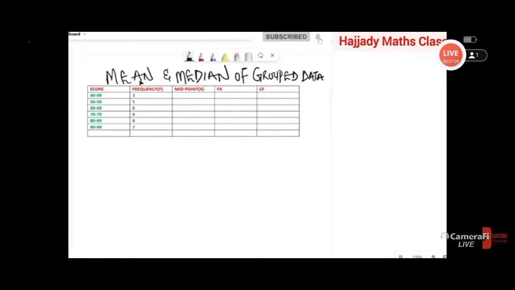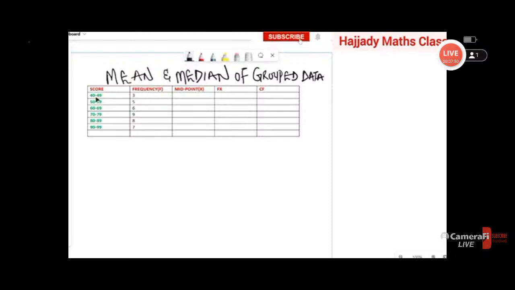Today we shall continue with our series on statistics for beginners. So today we are going to be working on the mean and the median of grouped data. In our last video, we talked about mean and median of ungrouped data. So today we are moving straight to the grouped data.